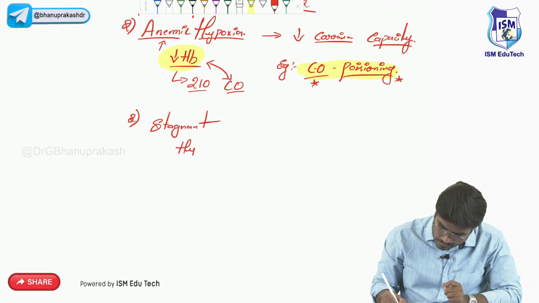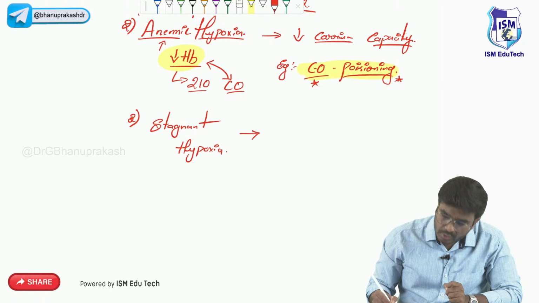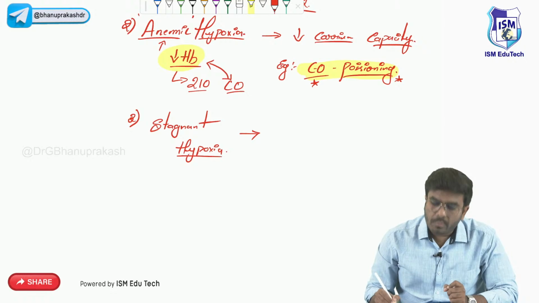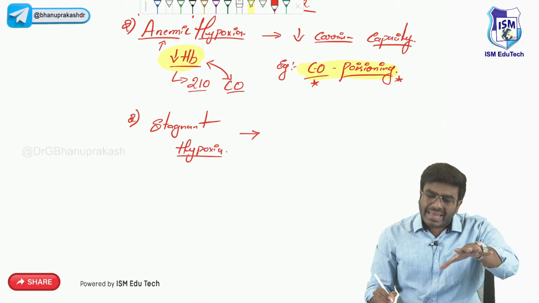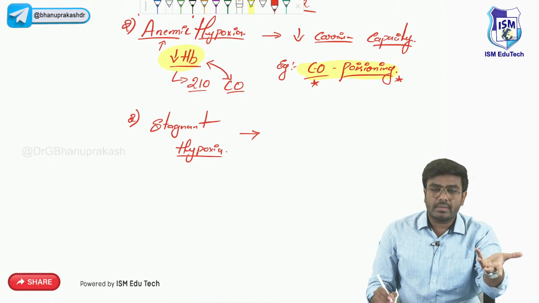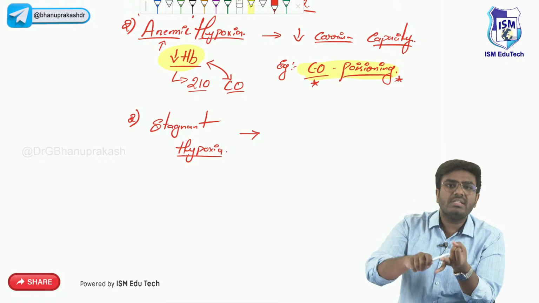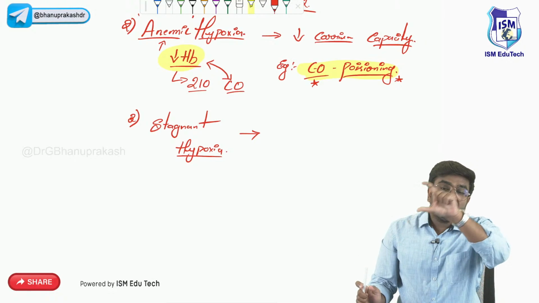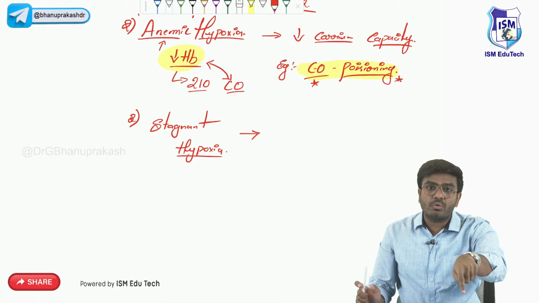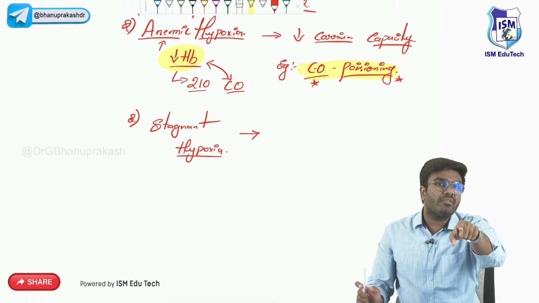Stagnant hypoxia. Now, what exactly is this stagnant hypoxia? See, at the end of the day, there is a problem, hypoxia. Now, what is this stagnant? It means the blood is not moving. Hemoglobin is okay, outside oxygen is okay, everything is okay, but the blood is not properly being delivered to the tissues. The perfusion to the tissues is being affected.